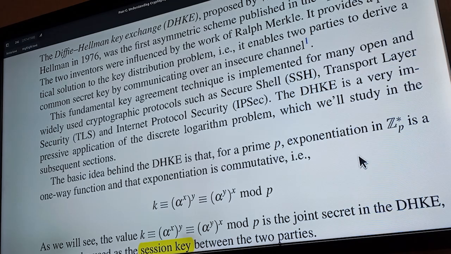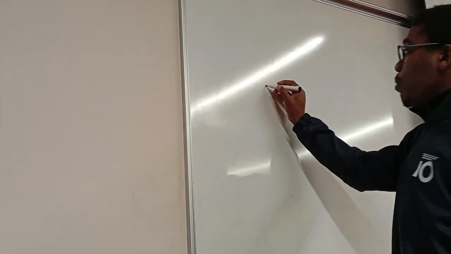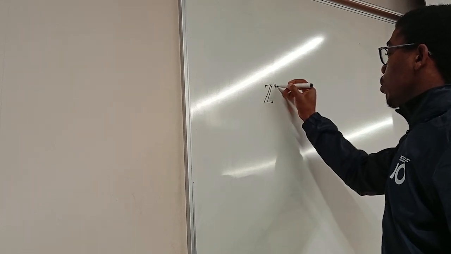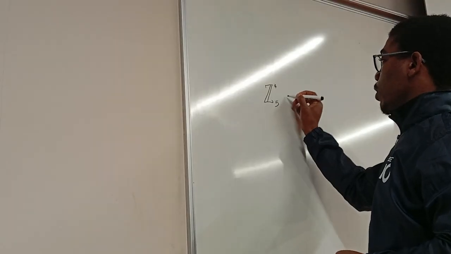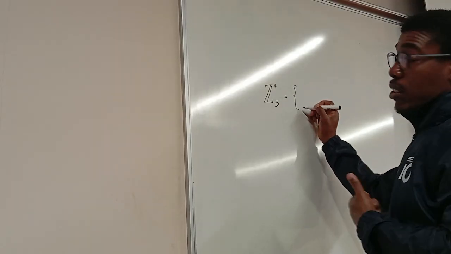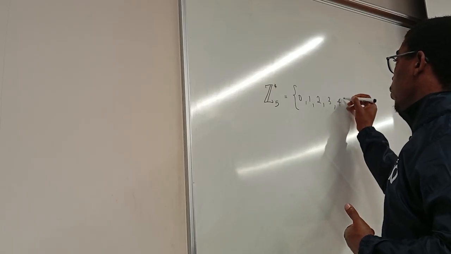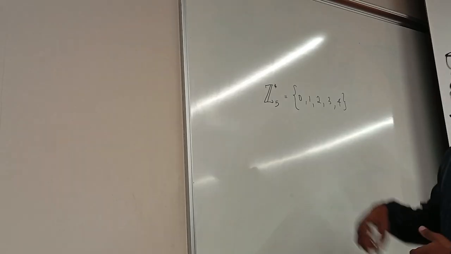And let's actually write this on the board. For example, we have this integer group, where p is prime, so we can have 5. The elements of this set would be 0, 1, 2, 3, 4. So p minus 1 is 4.